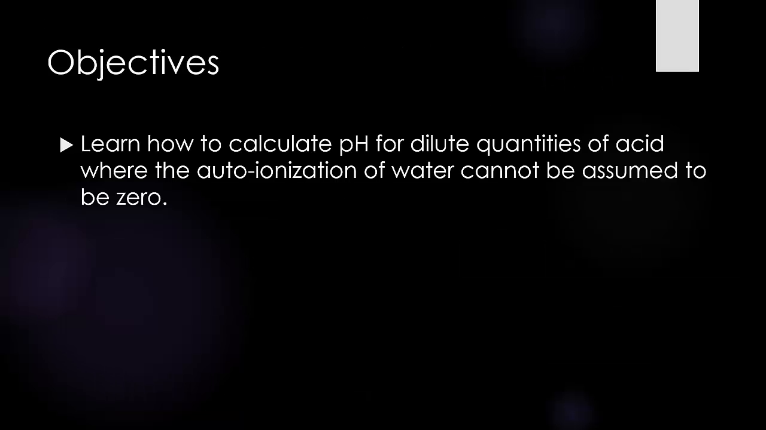In this video, we have now learned how to calculate pH for dilute quantities of acids where the autoionization of water cannot be assumed to be 0.